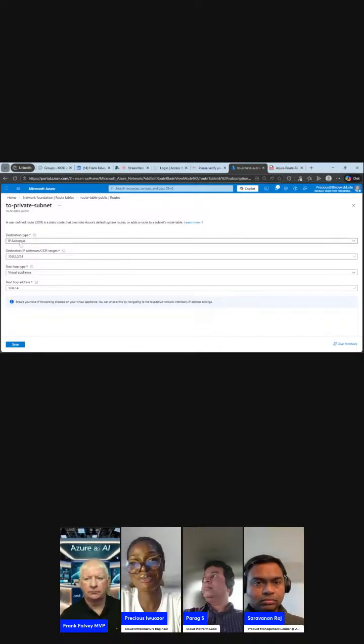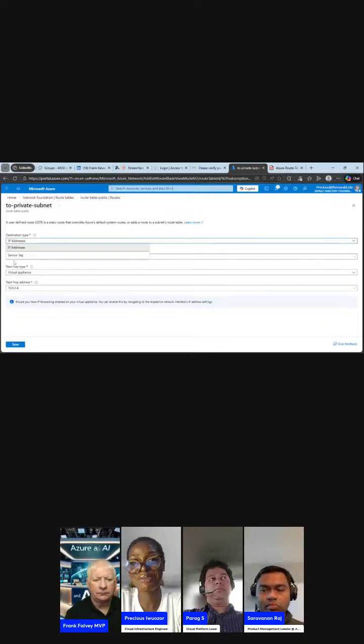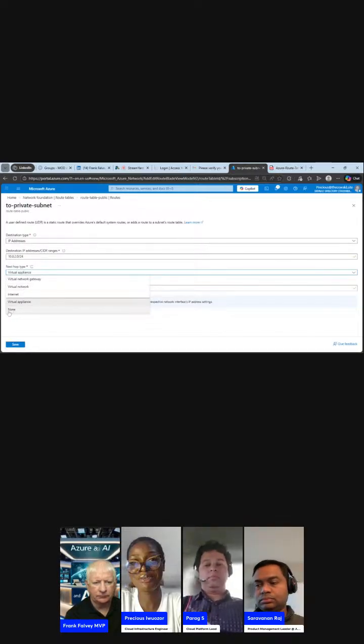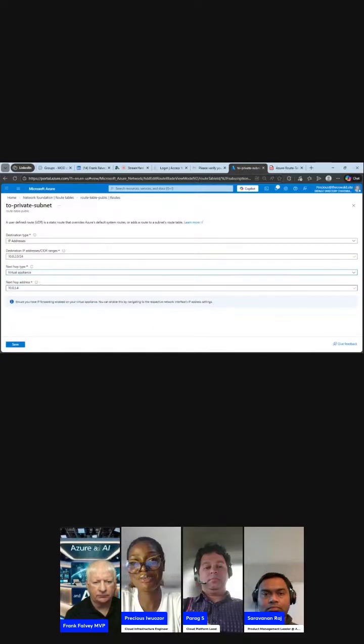I used the destination type IP address. You can also see there is service tag, but I'm using the IP address. Now, this is the destination IP, which represents the private subnet where my private VM lives. This is my next hop. There are other next hop types you can find here. You have the internet, you have the virtual network, you have the virtual network gateway for your on-premises connectivity. This is none, that means it can go nowhere. So I'm using the virtual appliance. This is the IP address of my NVA.